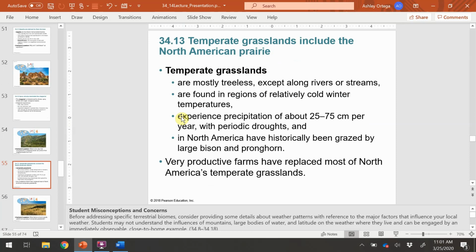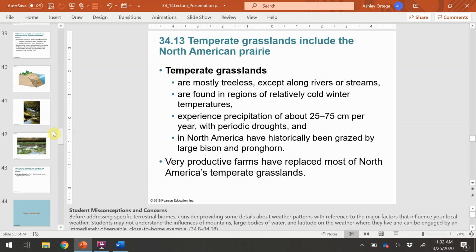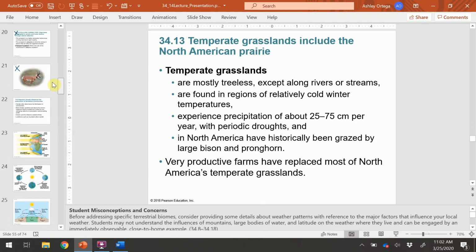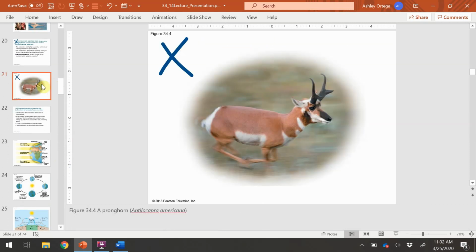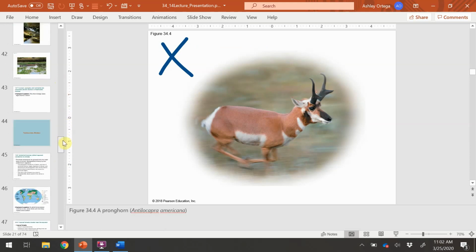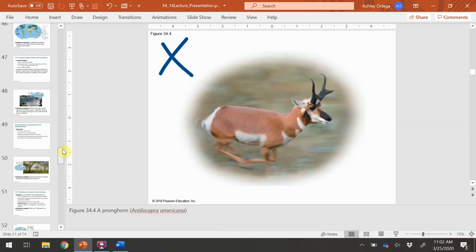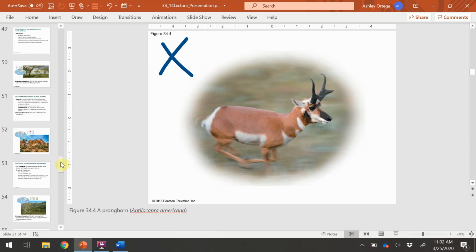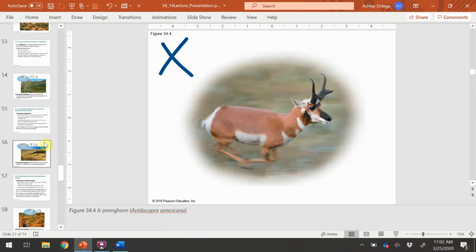All right, moving on to temperate grasslands. These are grasslands most notably known in North America that were grazed by large bison and pronghorn, which we skipped an image over pronghorn, I believe, already. If you want to take a look, it is up here. This is a pronghorn. All right, and so these will graze the grasslands in North America before the grasslands were taken over by farmers.